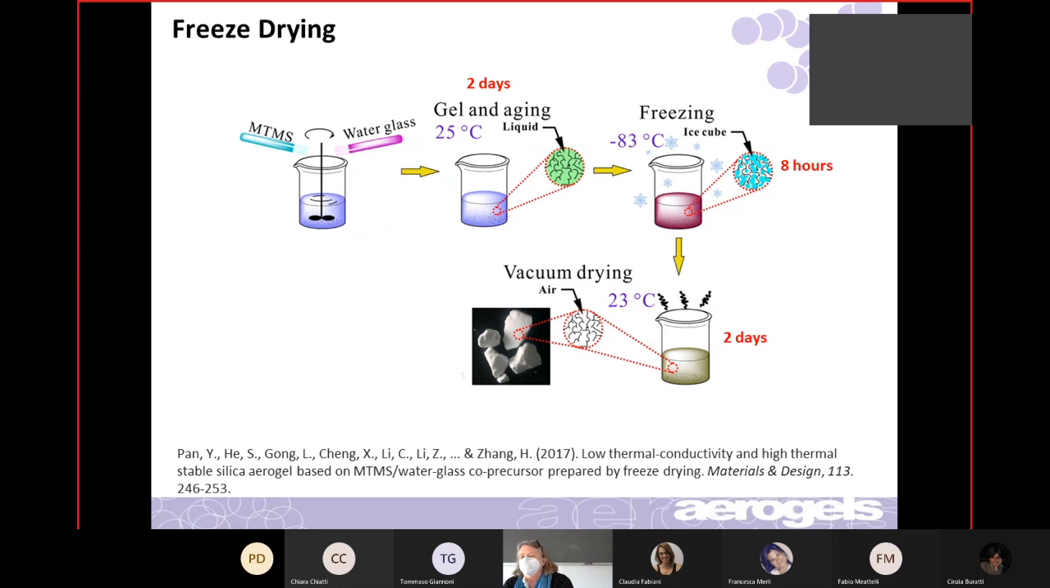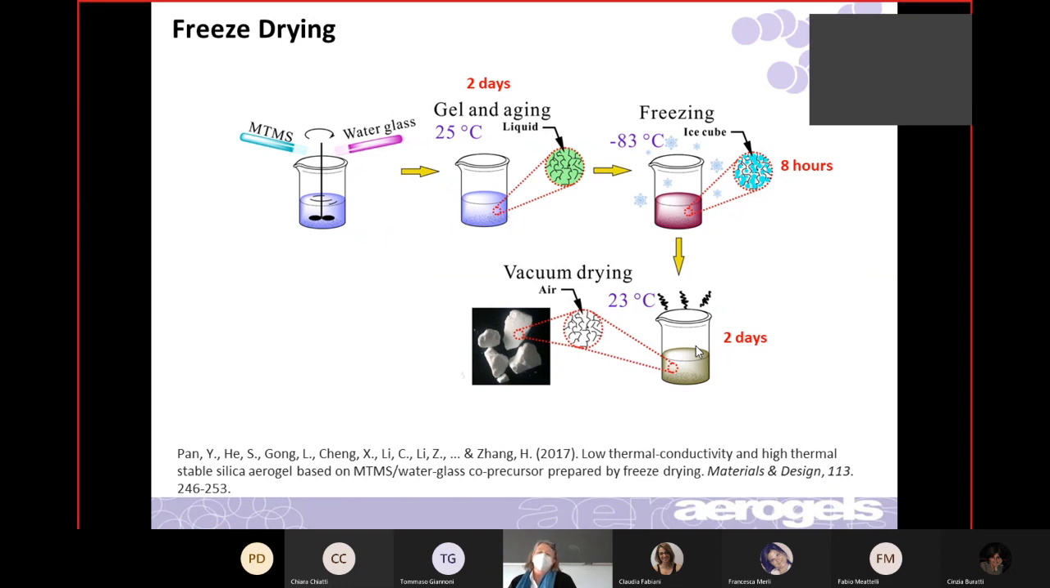And again, the red is me to emphasize the time. And then they freeze it. They go to minus 83 degrees C in this case, and they get what they call an ice cube, frozen. That takes about 8 hours. Then they freeze it and put it under a vacuum, so they lower the pressure and then they heat it from minus 83 to 23.